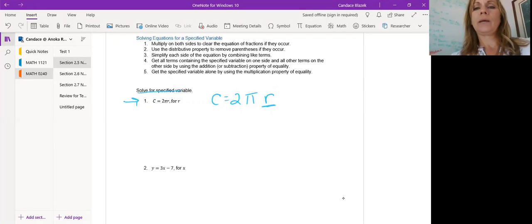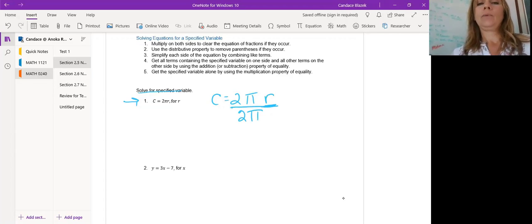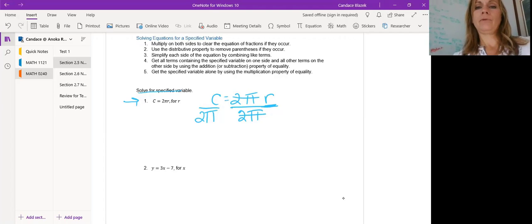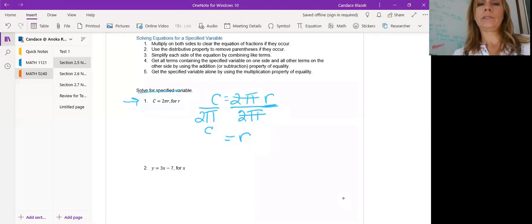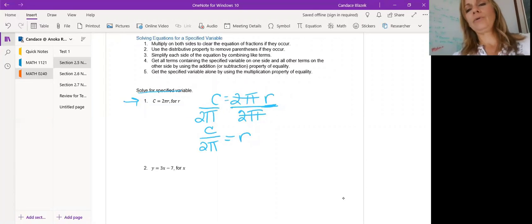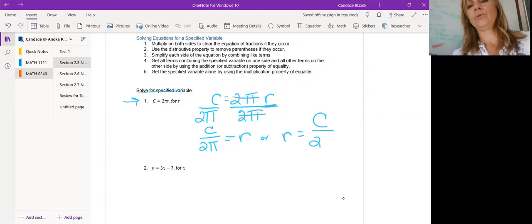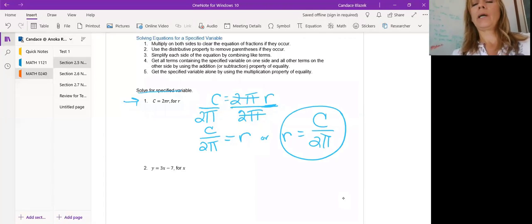So what I'm going to do is leave this r, but I'm going to divide by everything else. So I'm going to take the right side and divide by 2 pi, which means on the left side we also divide by 2 pi. Now I notice it cancels on the right. I'm left with an r. r is equal to C divided by 2 pi. And you could write it this way, r is equal to C, circumference, divided by 2 pi. That would be our answer.